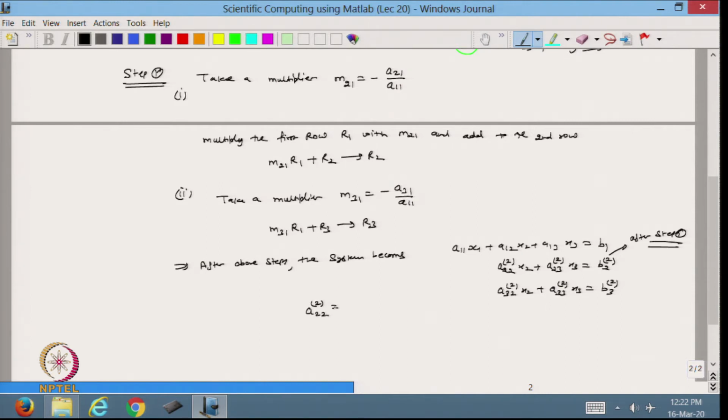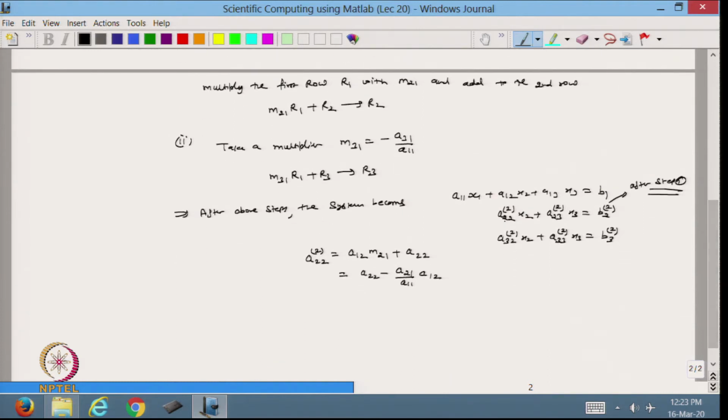So, my A22 will be, I am multiplying this one by M21. So, I will write it down. This is A12 multiplied by M21 and adding to A22. So, that is what we are getting. From here I can write that it will be equal to A22 minus A21 by A11 into A12. So, that is the value of this coefficient.